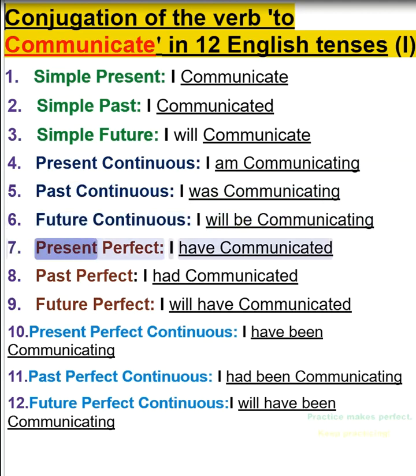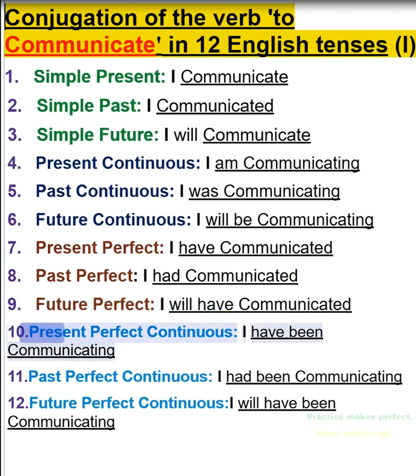7. Present perfect, I have communicated. 8. Past perfect, I had communicated. 9. Future perfect, I will have communicated.